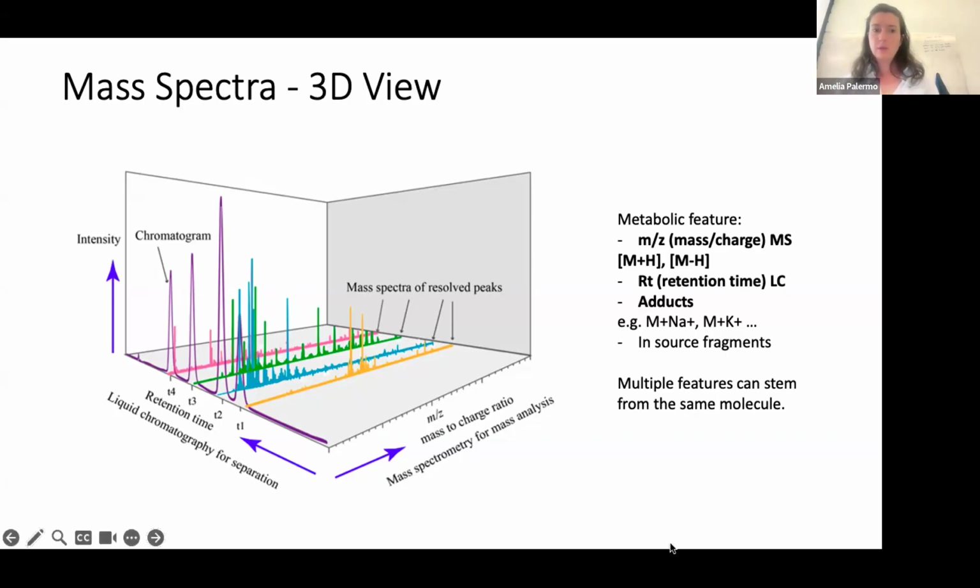And this allows us, through the deconvolution of the signal, to find metabolic features that are characterized by, we say, an m/z value. We usually see them in ESI as the molecular ion plus H in positive mode, or the molecular ion minus H in negative mode. Then we have the retention time, and then we also have something which is called the adducts, just to complicate everything. So, what are the adducts? Anybody knows what the adducts are?